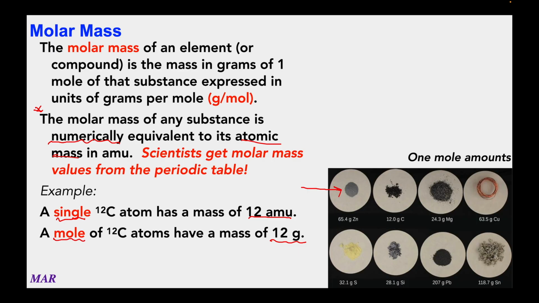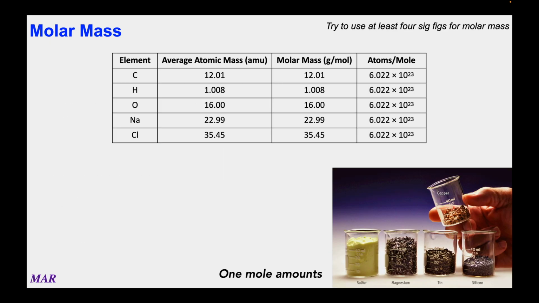Whoa. My mind gets blown every time I talk about it, I won't lie. So here's just some more examples. The average atomic mass and the molar mass for different elements, and then the atoms in a mole. And notice that the numbers in the second and third columns, they're the same. So carbon, an individual atom of carbon, 12.01 AMUs. But if you want to know how many grams there are in a mole of carbon, you would measure out 12.01 grams. And in that 12.01 grams, which is a mole, you would have 6.022 times 10 to the 23rd atoms of carbon, which is great.